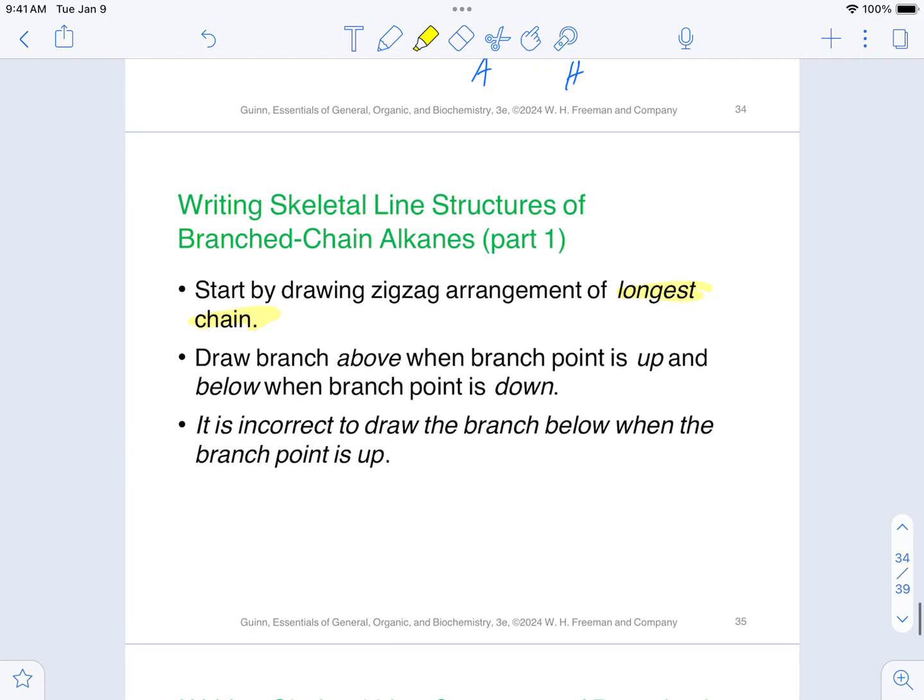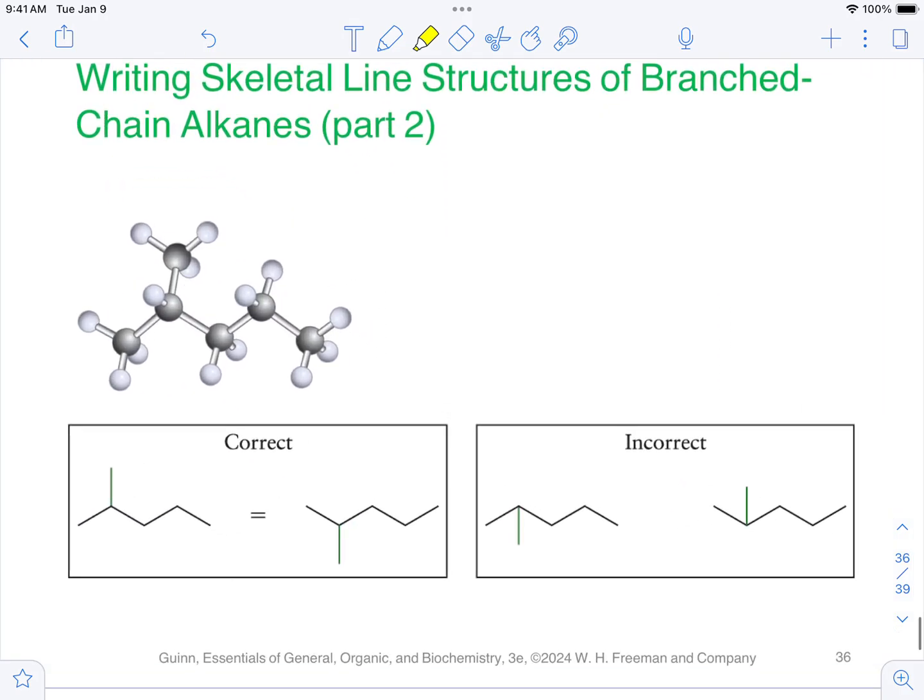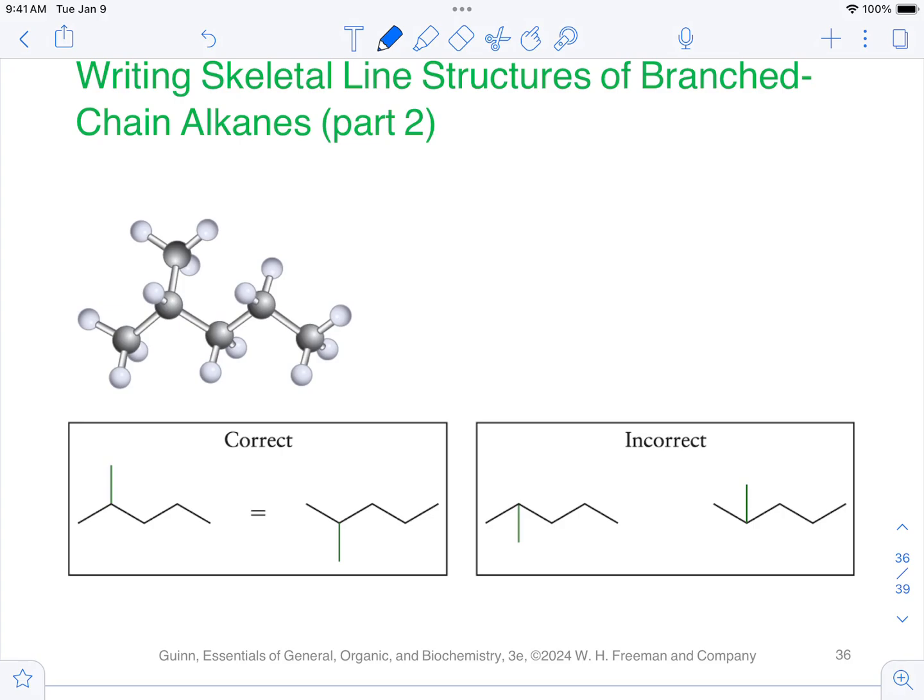So what does that mean? Right here, notice I'm coming to a peak. Because that point is up, this line is coming up here. That's at a peak, so I would not want to draw it below there. That's incorrect. And here, if it's coming down to a point and I have a branch there, I'd want to draw it down. So that is what that is saying.